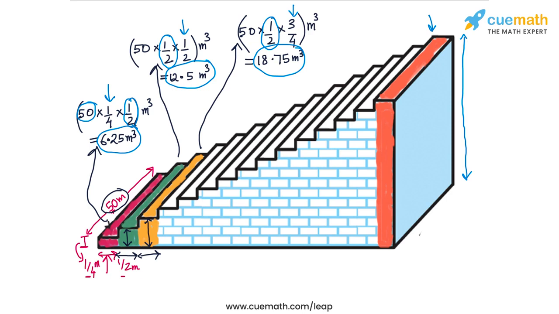So what you get as the sequence of volumes is 6.25, 12.5, 18.75. So if I write this sequence out, we have 6.25 meter cube, then we have 12.5 meter cube, then we have 18.75 meter cube, and so on. And this will continue for a total of 15 terms. So we see that this is an arithmetic progression. The first term is 6.25 and the common difference is also 6.25. So now it's easy to find the total volume of the structure.